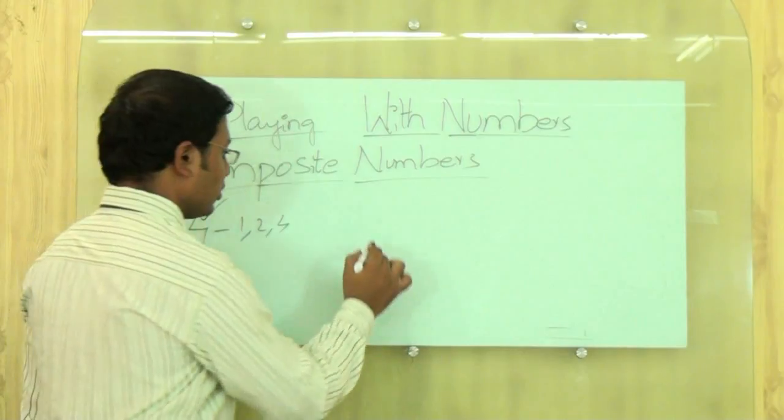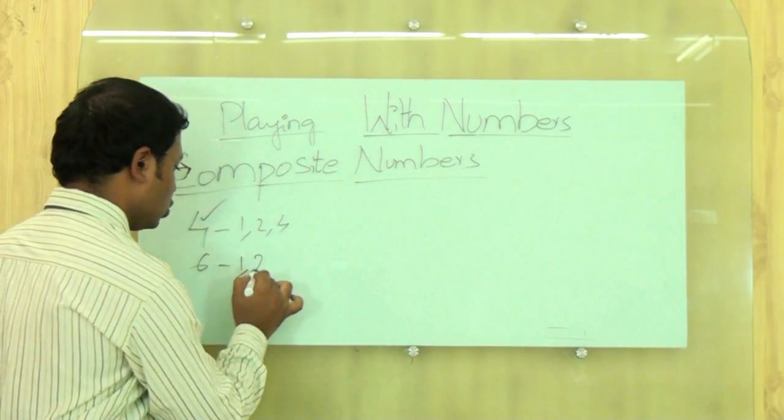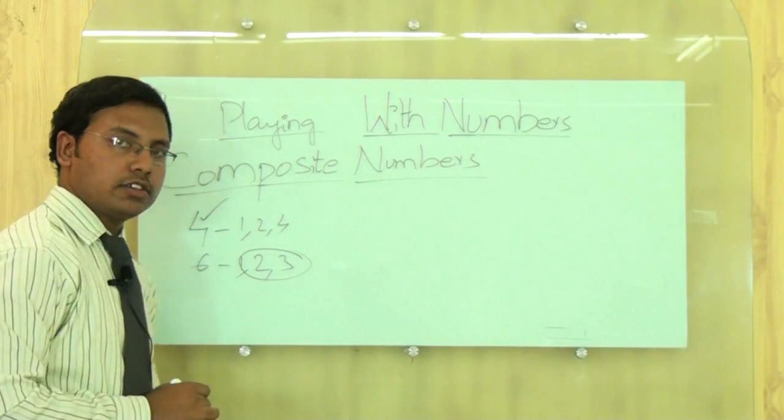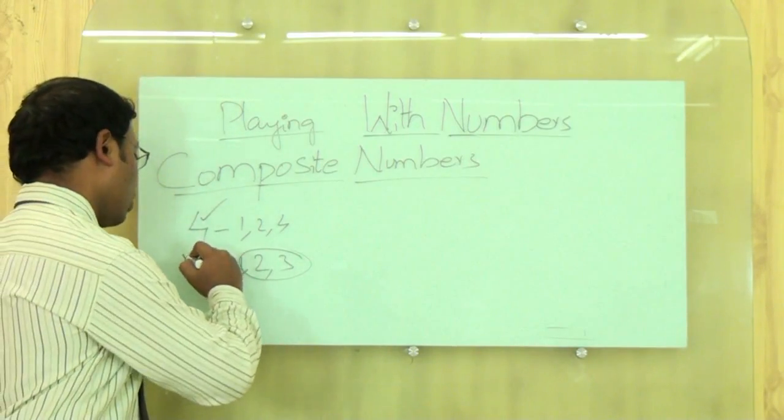Let us take 6. 6 consists of 1, 2 and 3. This also consists of 3 factors, which are 1, 2, 3 and 6. That is, 6 is also called a composite number.